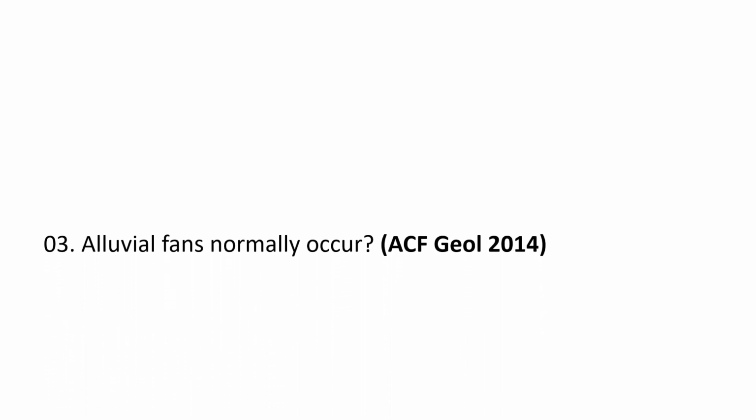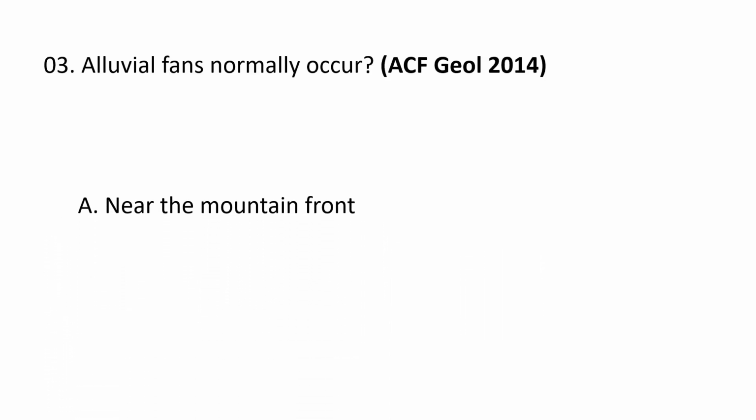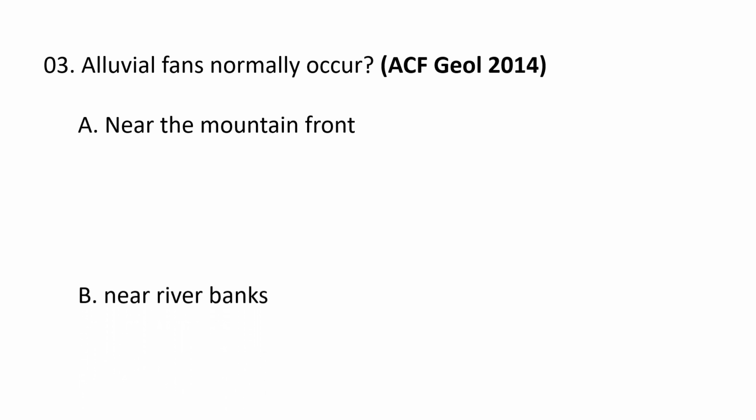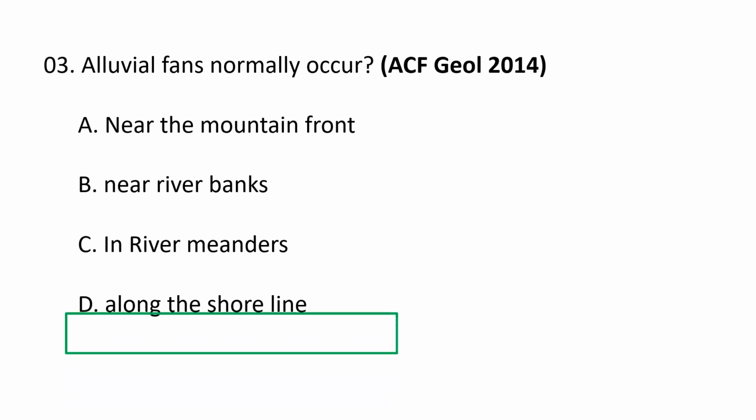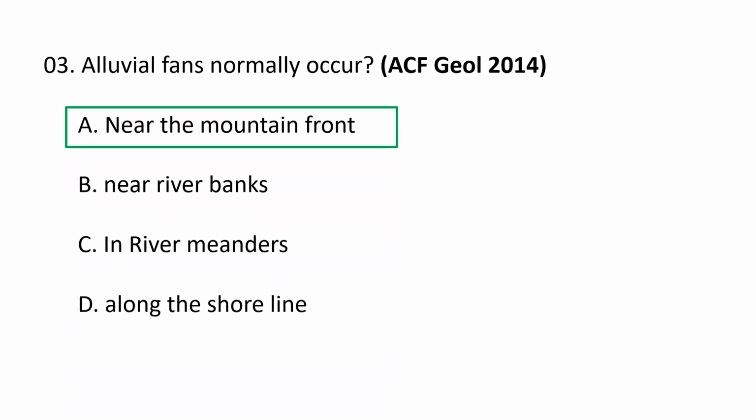Next question. Alluvial fans normally occur: A, near the mountain front, B, near river banks, C, in river meanders, and D, along the shoreline. Alluvial fans normally occur near the mountain front. Why do alluvial fans form in front of the mountains? Because a decrease in the gradient causes an abrupt reduction in the stream power at the mountain front, which promotes the deposition and buildup of a radial fan or cone of sediment. So alluvial fans normally occur near the mountain front. A is the correct answer.